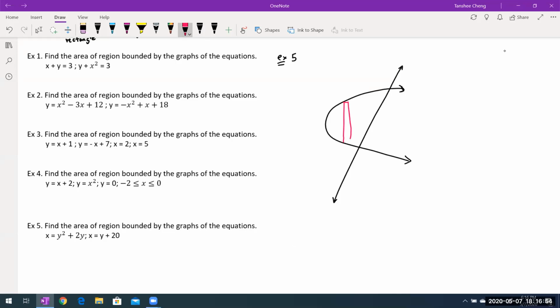But if I place the rectangle vertically, then what am I going to have? The top function and the bottom function are basically on the same curve, the same functions right here. So that would be tougher for us to add and subtract things. That's something we want to avoid if we can.